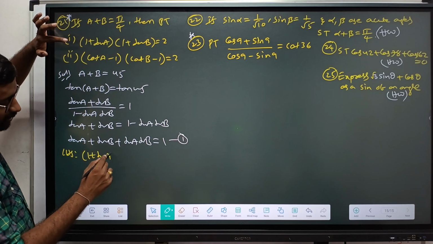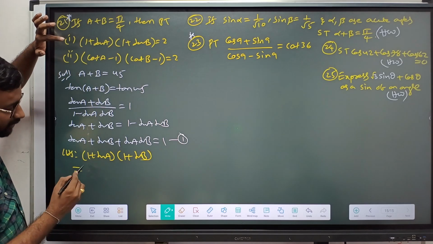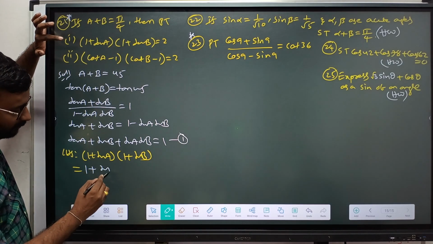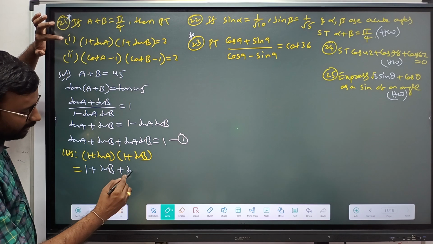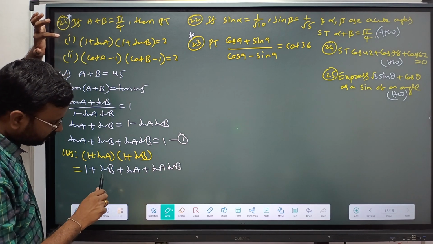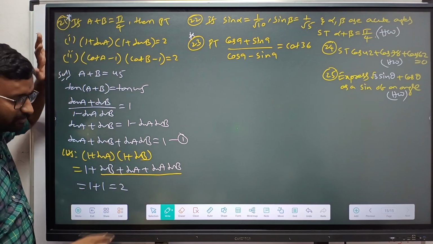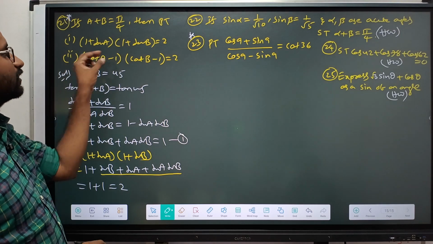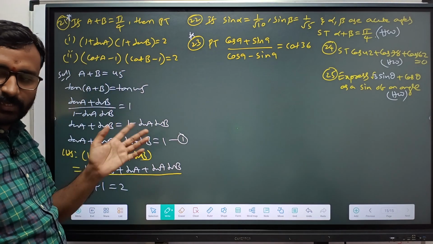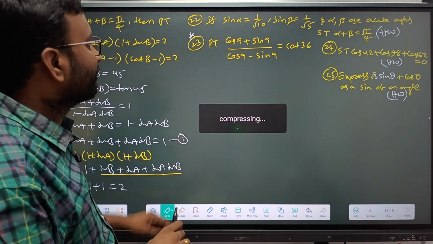1 plus tan A into 1 plus tan B is equal to 1 into 1, 1 into tan B, tan A into 1, tan A into tan B. But what is the value of this part? 1. So which is equal to 1 plus 1, which is equal to 2. The same you will get with cot also: apply the same expansion, substitute 1, you will get 2. Okay? Next, come to this side.